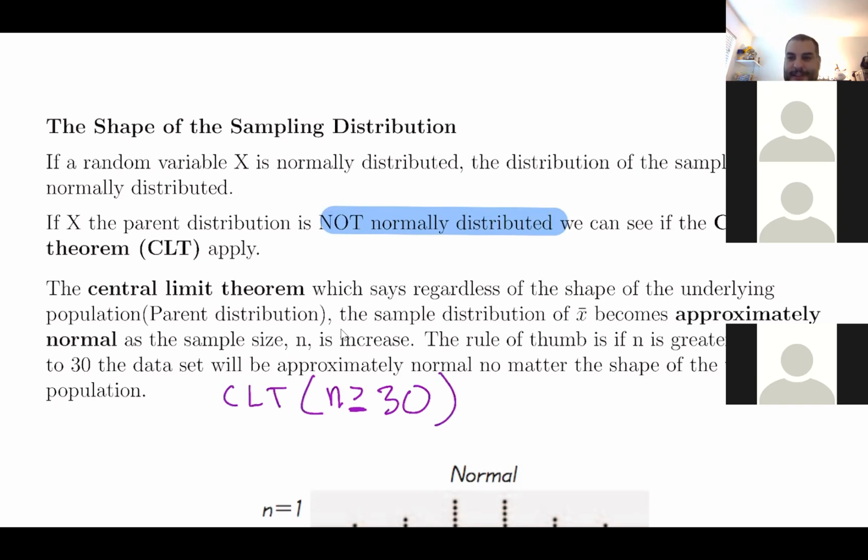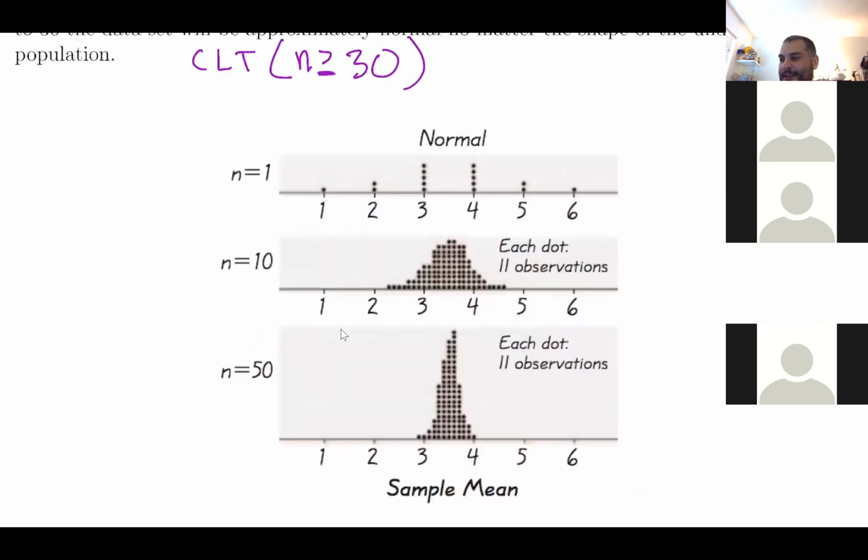All right, so let's get into the pictures. If you look at this one, it's a normal distribution. If we start out with a normal distribution, it doesn't matter what sample size you take, you're still going to end up with a normal distribution. So if I already know the data set is normal, there's no need for the central limit theorem, because I know it started off normal and it's going to end normal.